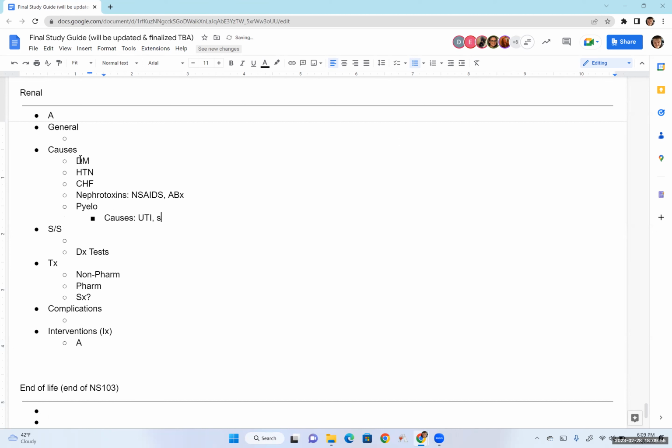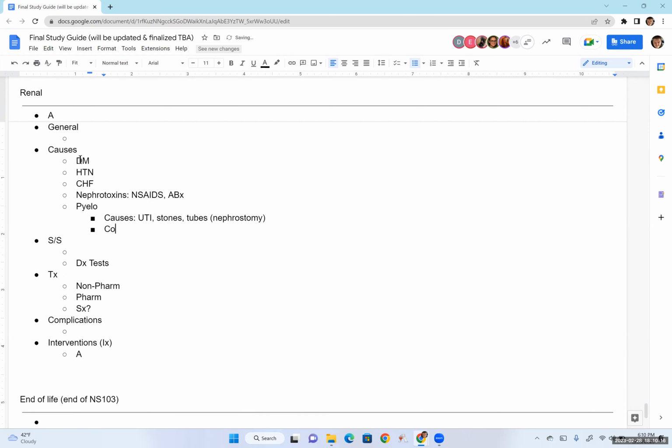UTI, number one. It could be stones in the way, right? It could be tubes. You have a nephrostomy tube, probably from a stone. That's how you fix a stone, right? You do a nephrostomy; they just bypass the stone. The stone's blocking all the output, so we're going to put a tube above it to relieve the kidney from getting hydronephrosis. That's some of our complications: hydronephrosis and CKD, right?